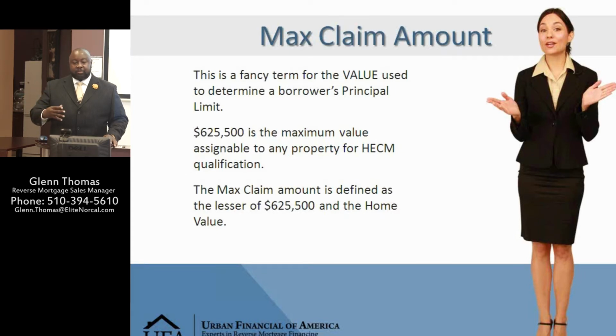And then your max claim is going to be based off the age of the borrowers and the value. So on $625,000, if you're 70 years old, you could probably borrow close to 69, 70% of the value. So it does give you money out of the home, but it does maintain the equity in there.